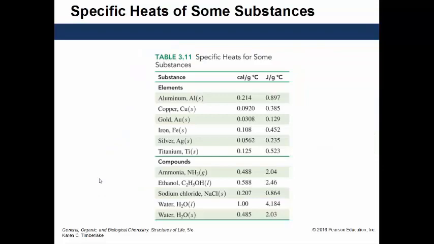Here are some examples of some common elements and common compounds and their specific heat. Say aluminum, a solid piece of aluminum, 0.214 calories per gram degrees Celsius. Copper, much lower, 0.0920. Gold, 0.0308, and so on. Of course, water is 1 when it's a liquid, and when it's a solid, like ice, it's going to be half that amount.